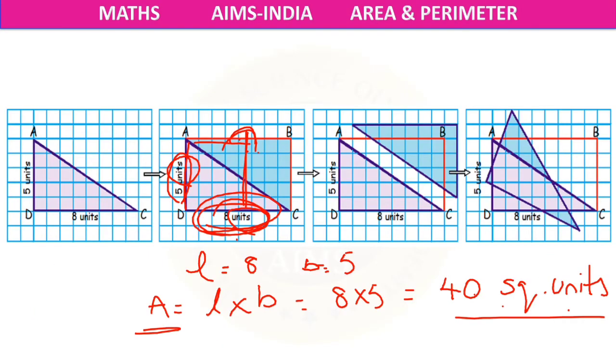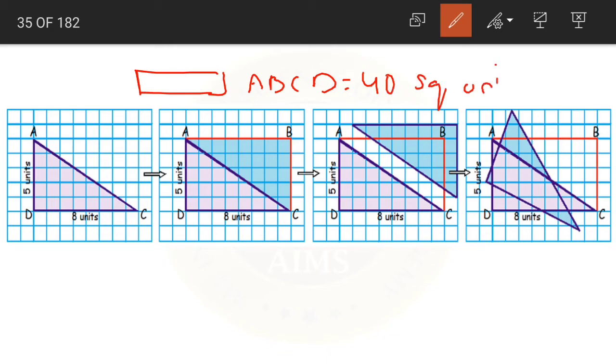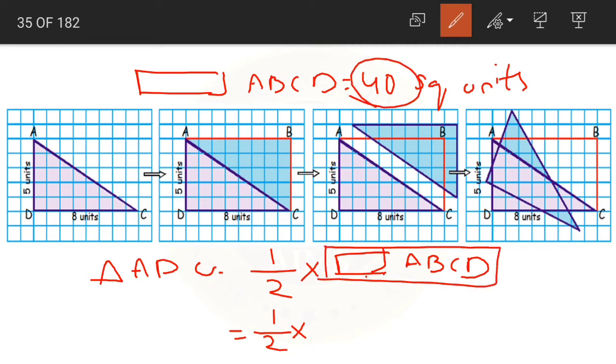Now therefore what will be the area of triangle, children? Area of rectangle ABCD is equal to 40 square units. Now the area of triangle ADC is nothing but half of the area of the rectangle ABCD. Half is 1 by 2 into what is the area of rectangle ABCD? It is 40. So 1 by 2 into 40.